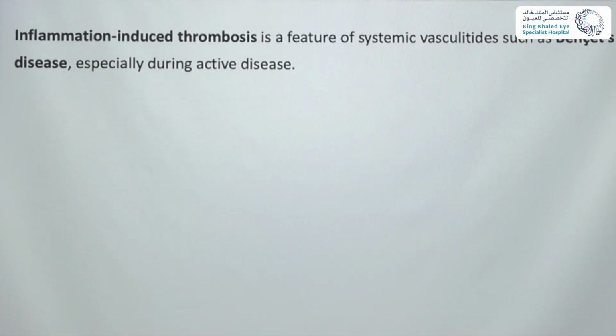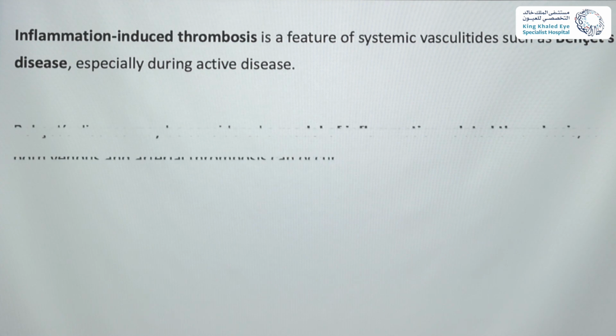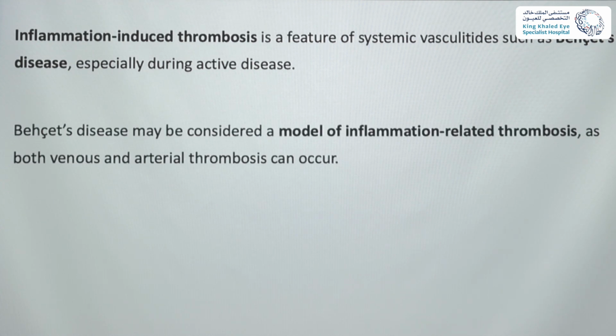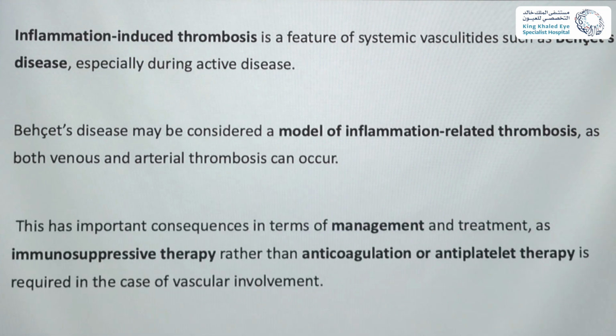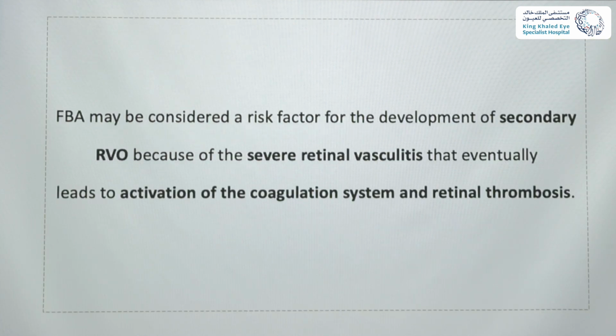So inflammation-induced thrombosis is a feature of systemic vasculitis such as Behcet disease, especially during the active stage. Behcet disease may be considered a model of inflammation-related thrombosis, as both venous and arterial thrombosis can occur. This has important consequences in terms of management, as immunosuppressive therapy, rather than anticoagulation and antiplatelet therapy, is required for the treatment.